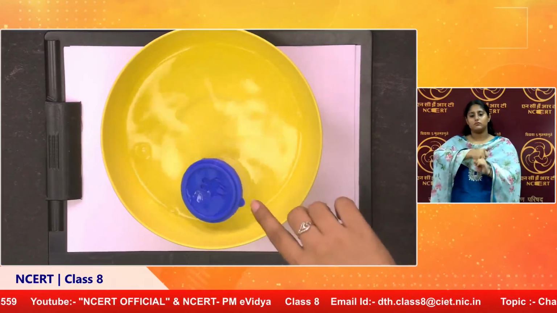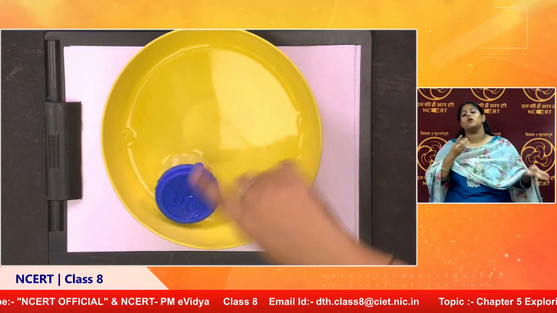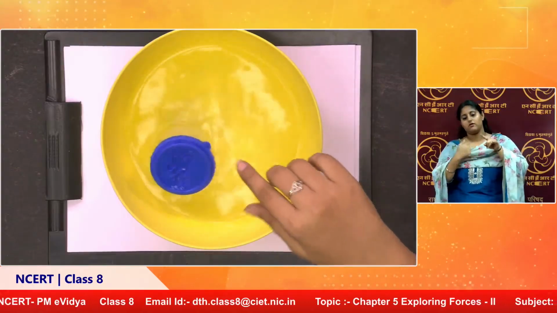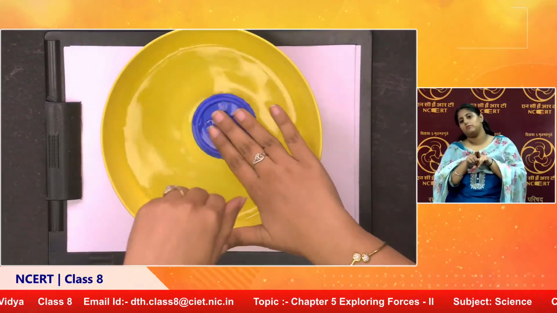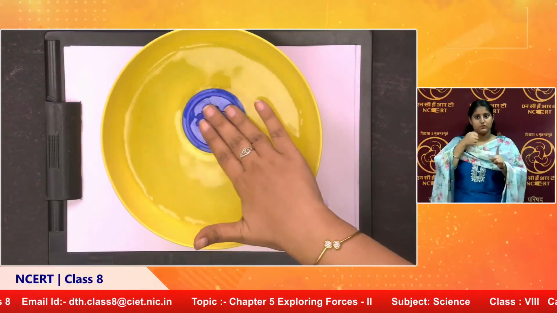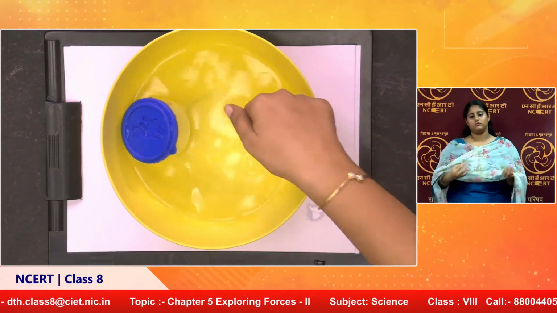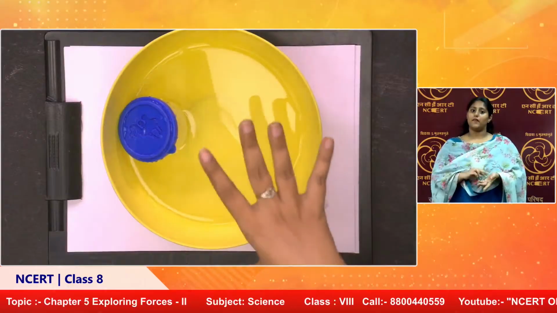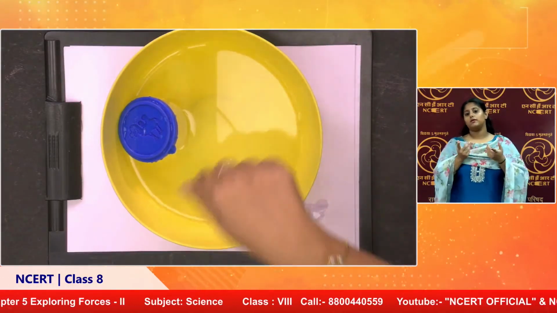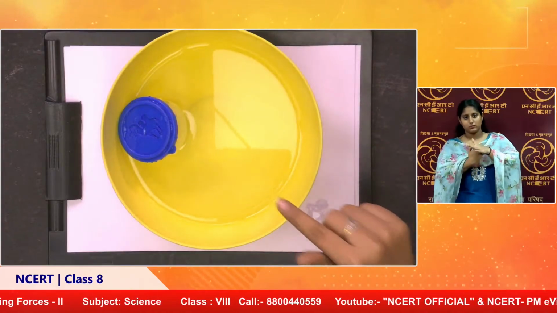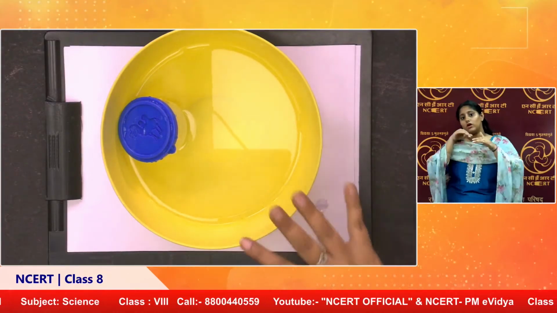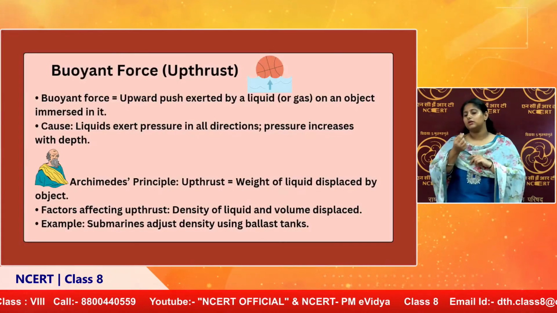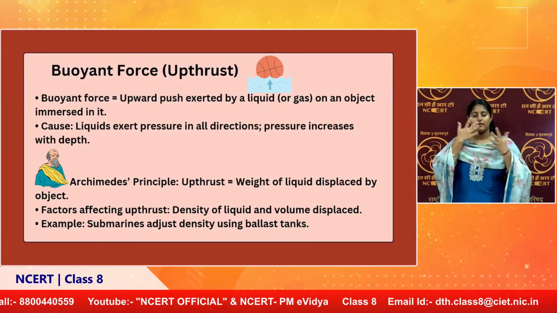So why is this happening? Because the liquid is also exerting force, and that force is perpendicular. I am applying a force, and as a result I am getting the buoyant force coming from the liquid. The cause is that the liquid exerts pressure in all directions, and the more the depth, the more the pressure exerted by the liquid. I think that is why sometimes when a person drowns in water, he or she doesn't drown immediately.